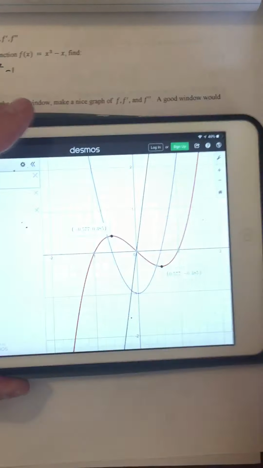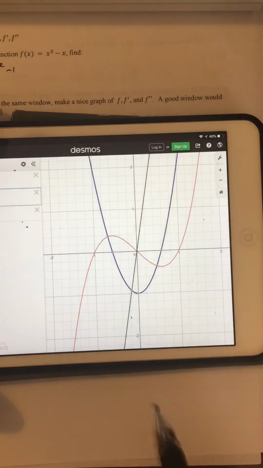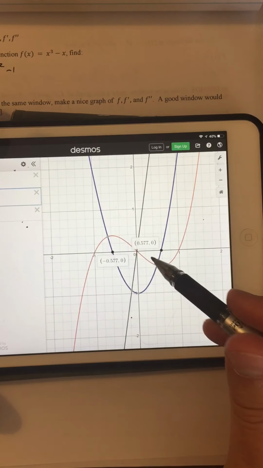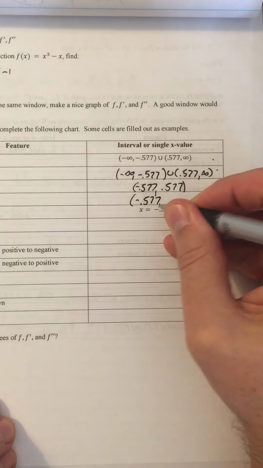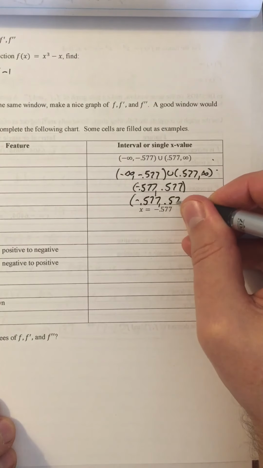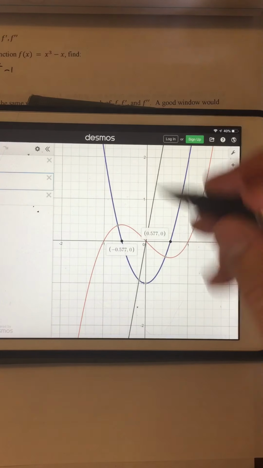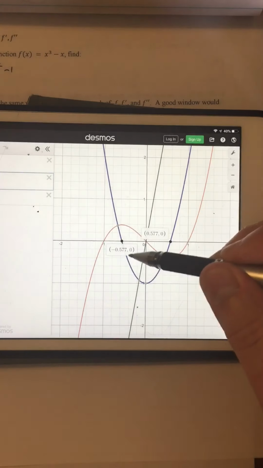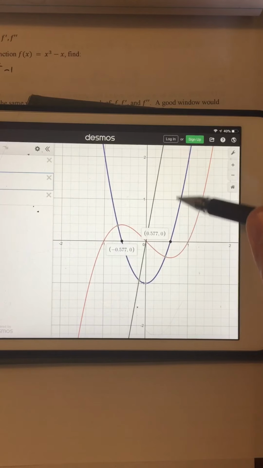Whereas f prime is negative, f prime is the blue graph, where the blue graph is below the x-axis from -0.577 to positive 0.577. All right, so you're hopefully getting a sense of how f prime and f are related. F prime and f look like very different graphs, but wherever f prime is positive, f is increasing. Wherever f prime is negative, f is decreasing. Wherever f prime is positive, f is increasing.